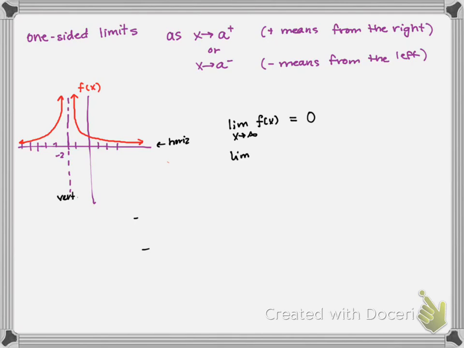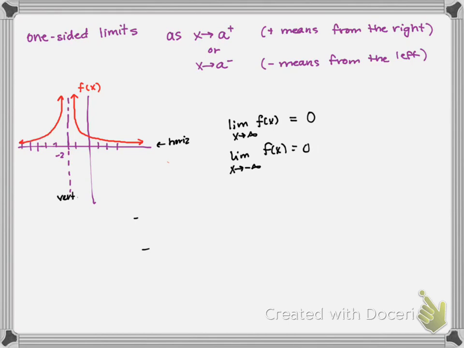The same will be true as x goes to -infinity for this function, because as the x values get smaller and smaller, the function values try to get closer and closer to the x-axis, and that is a horizontal asymptote at 0.